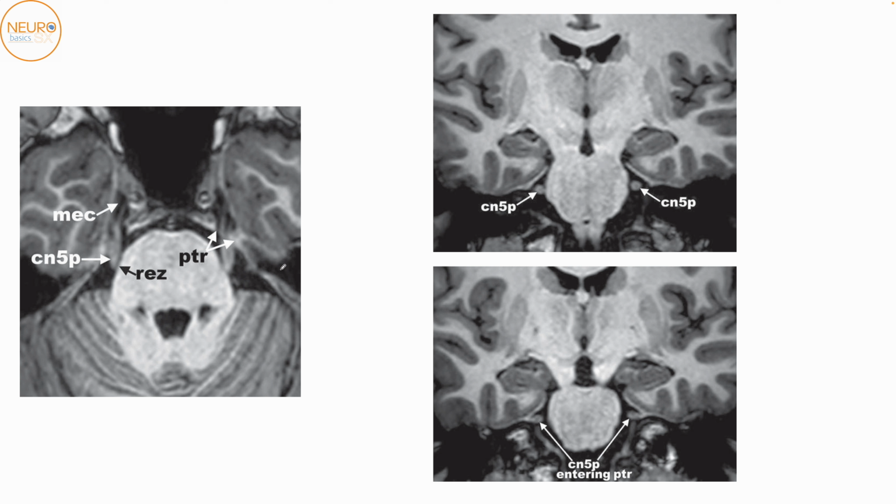Okay, the same thing on coronal image as well. This is the fifth nerve just exiting from the root entry zone, and here it is entering the porus of the trigeminal nerve over here.